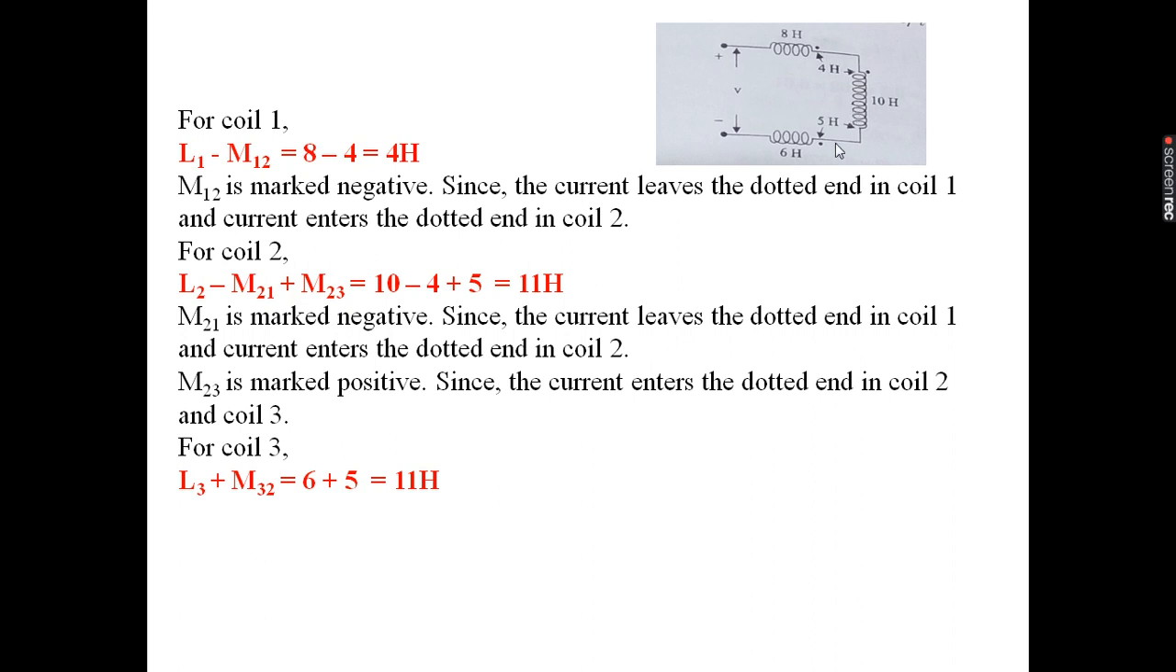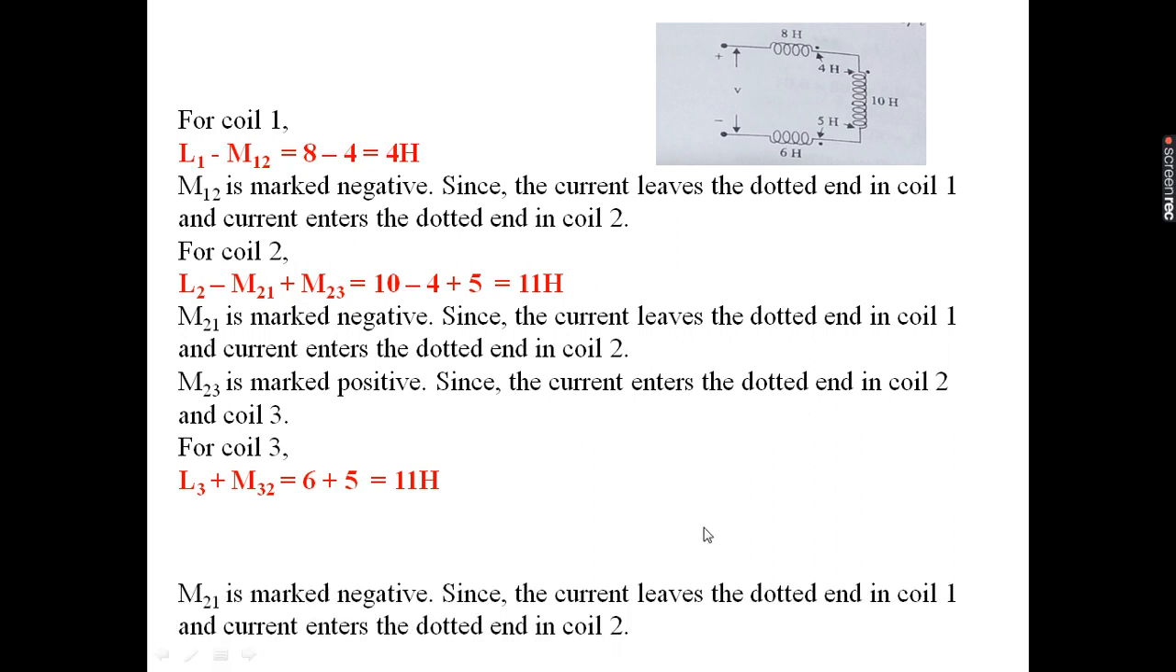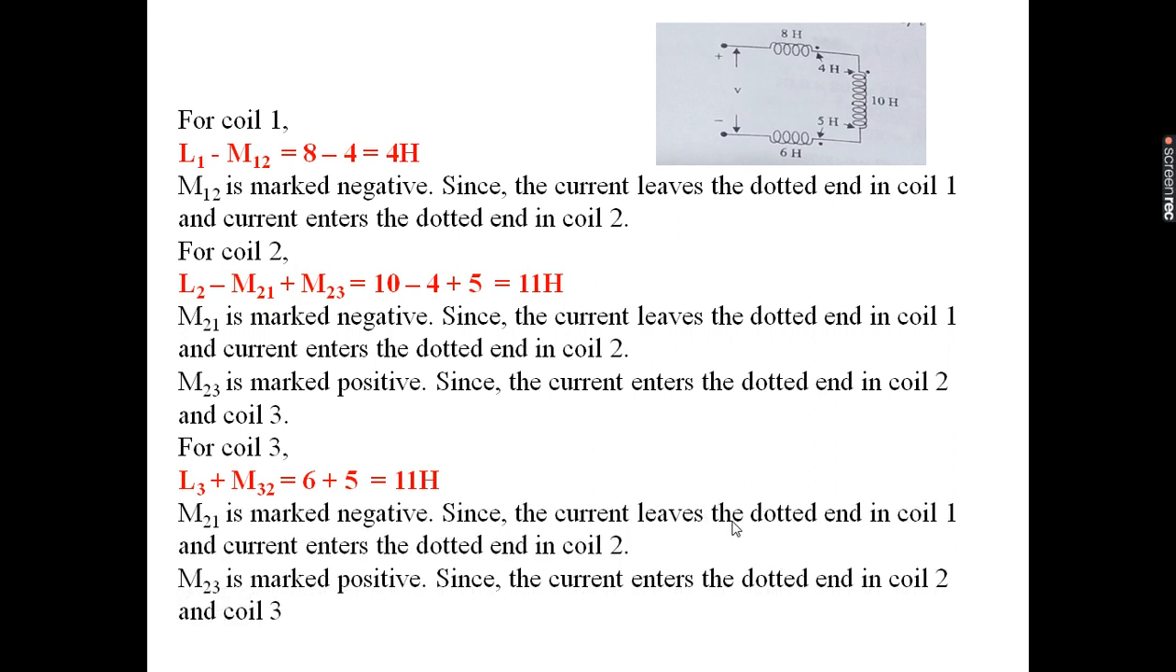So now the net value of inductance, the equivalent inductance of this circuit, will be the sum of all three inductances, that is 4 Henry plus 11 Henry plus 11 Henry, which is 26 Henry. So the net or equivalent inductance of this circuit will be 26 Henry.